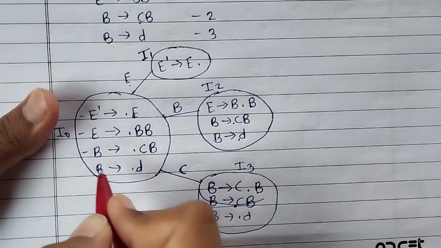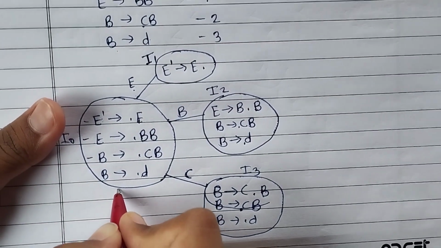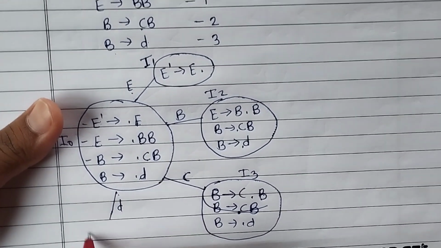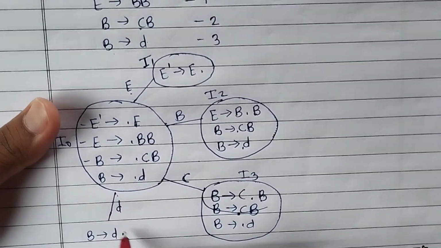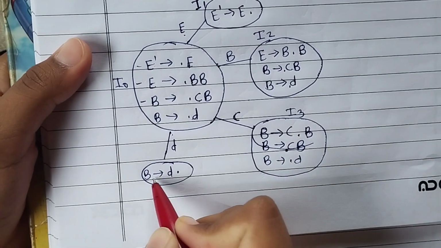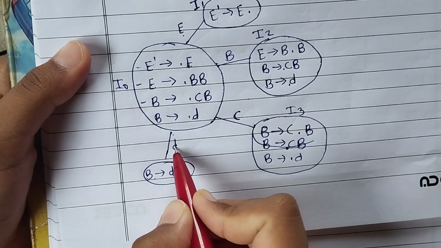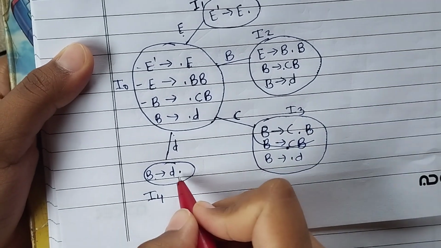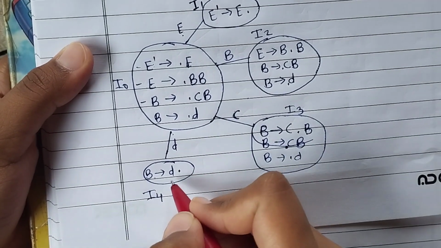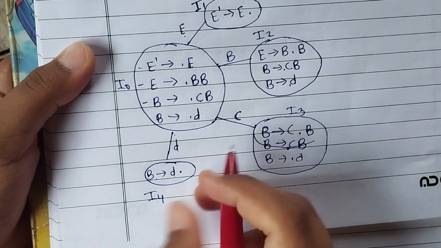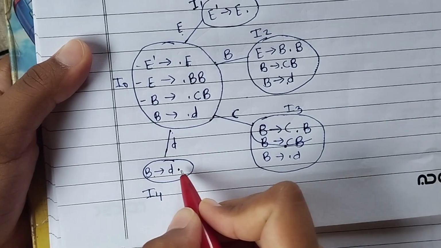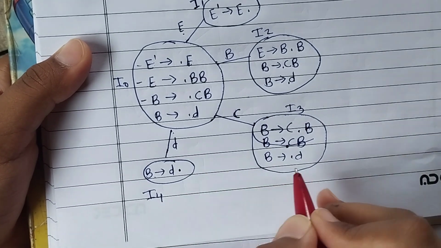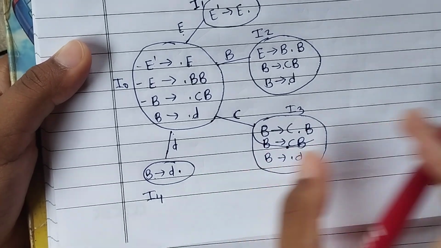Now we visit here also. Now the last, D. This is changed with respect to D, so B → D. Now this B is changed with respect to D, so that's why we write D here, and this is the I4 state. And we stop here, we do not further elaborate this I4 because we end the string here. When the dot is present at the end of the grammar, at that time we stop.